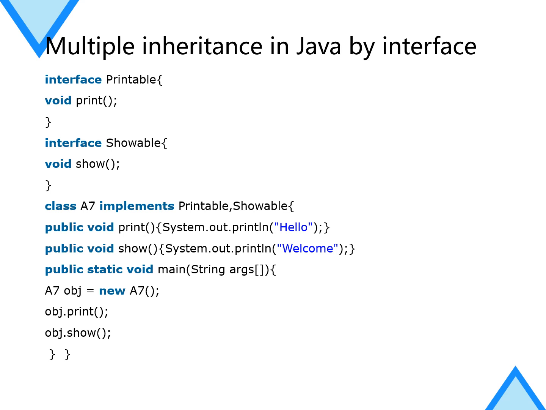So we have the main method, and in the main method we are declaring object obj. So we are creating object obj of class A7, and we are calling both of the methods: obj.print which will show hello, and obj.show which will show welcome on the screen.